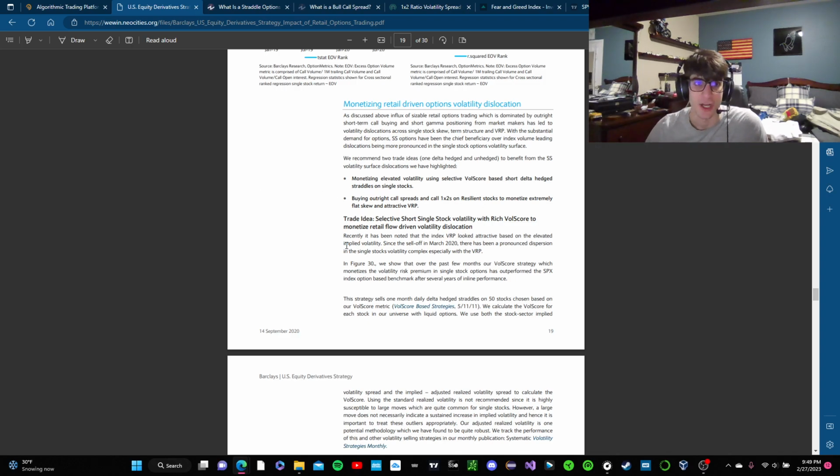That's strategy number one. Strategy number two, buying outright call spreads and 1x2s on resilient stocks to monetize extremely flat skew and attractive VRP. Now, one thing I want to say before we keep going is that this previous strategy was on single stocks, not the resilient stocks.